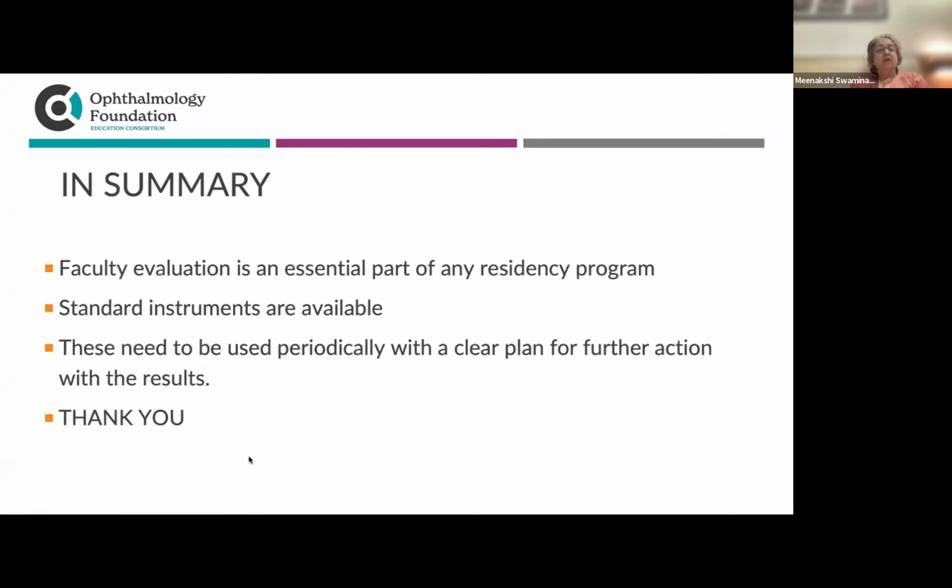In summary, faculty evaluation is an essential part of any residency program. The standard instruments are available. These need to be used periodically with a clear plan for further action with the results. Thank you.